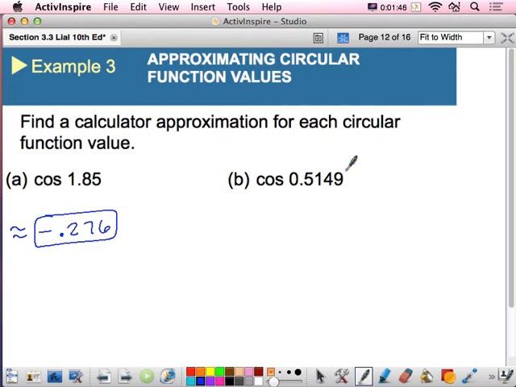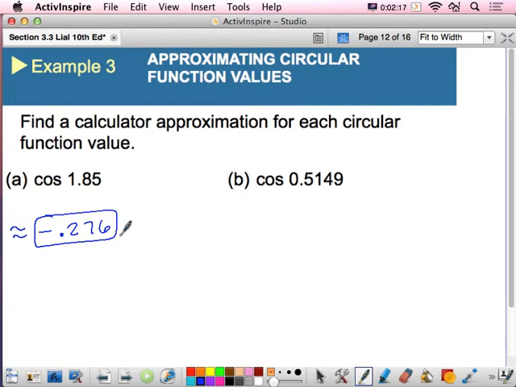I'd like you to use some number sense here. What quadrant was that in? It's in quadrant 2, yeah. 1.85, what's half a pi? Half a pi is 1.57-ish, and a whole pi is 3.14. So 1.85 radians is between 90 and 180 because it's between 1.57 and 3.14. So that's why that's displaying as a negative. Okay, I'll stop torturing you.